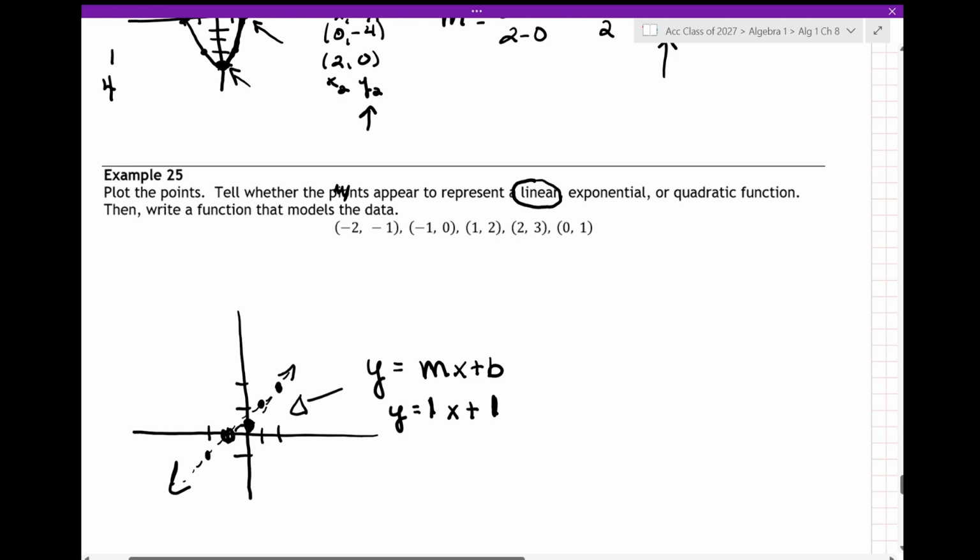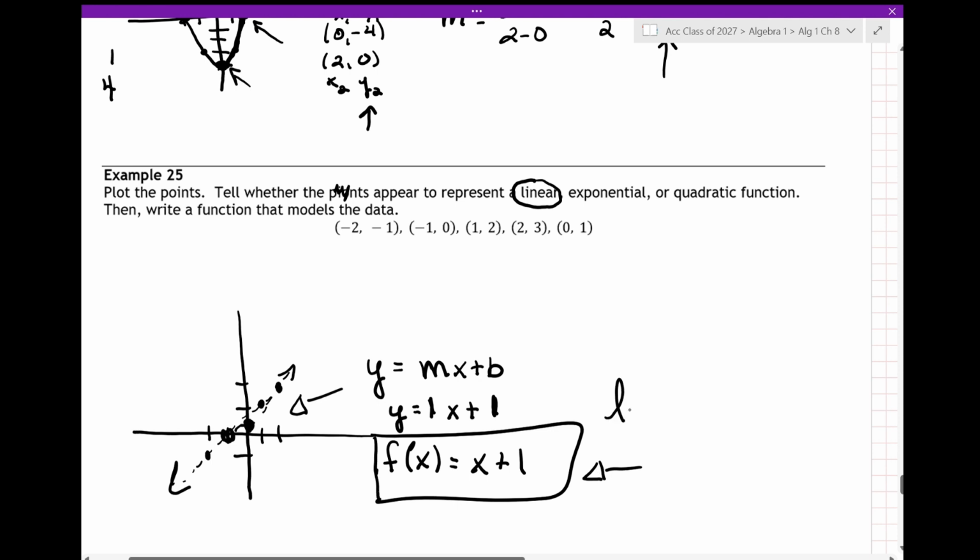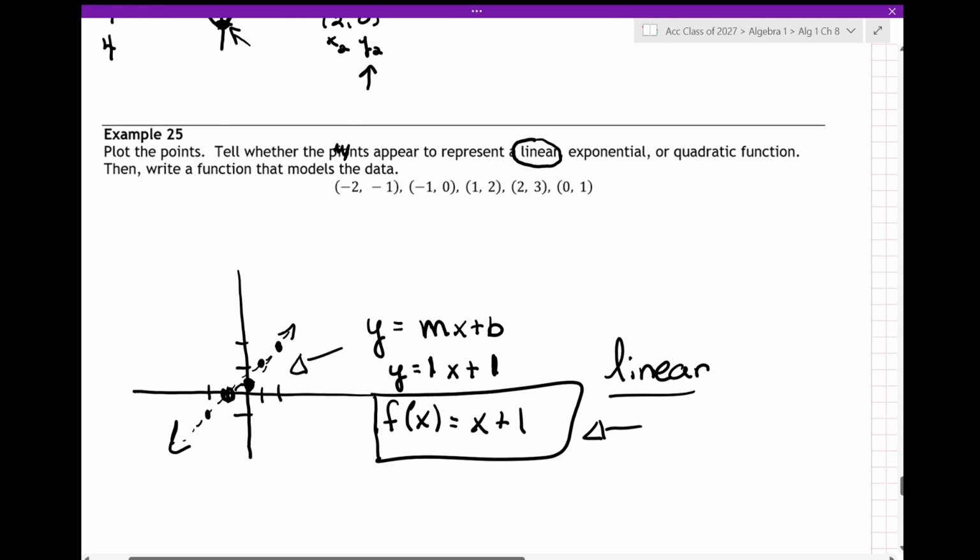Now I'm going to plug in a couple points just to make sure that this is right. Let's write this nicely with function notation. f of x equals x plus 1. Plugging in a few points, -2 plus 1 is -1. Negative 1 plus 1 gives me 0. 1 plus 1 is 2. 2 plus 1 is 3. 0 plus 1 is 1. So yeah, it looks like that one is looking good. This guy is linear. All right, there's 25.